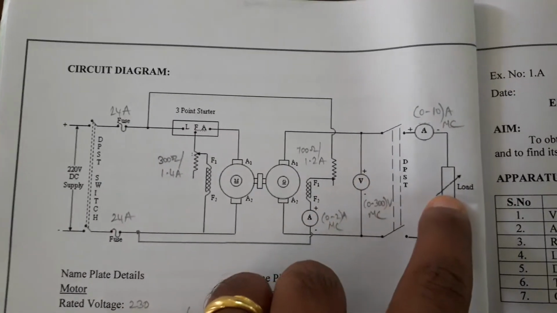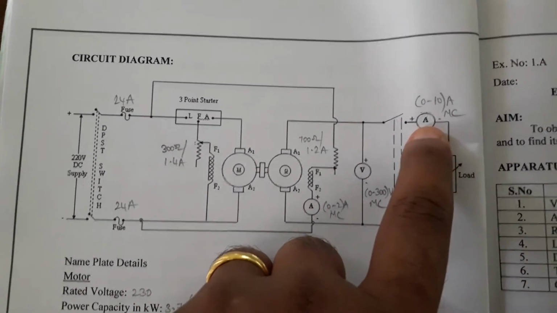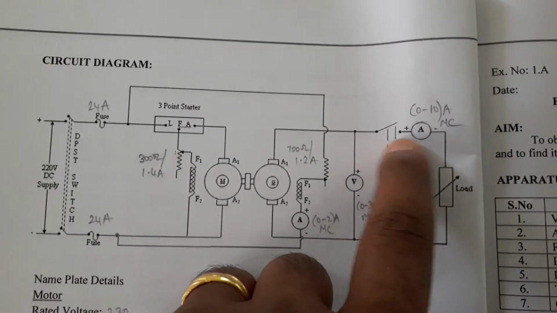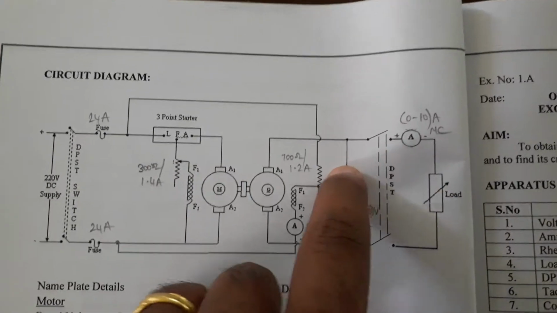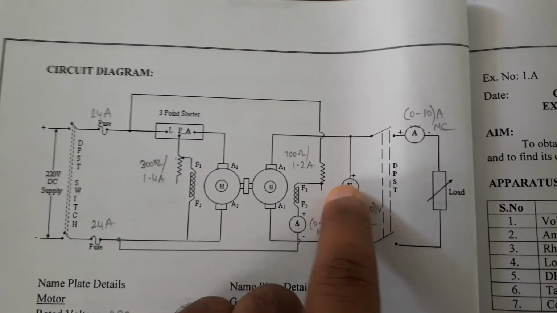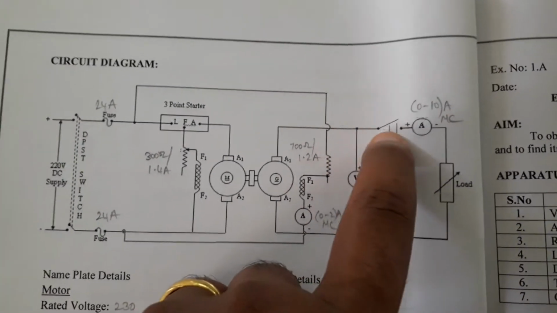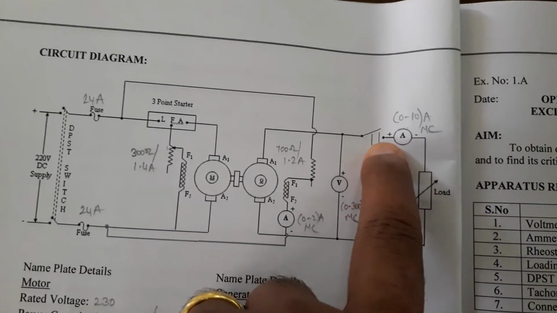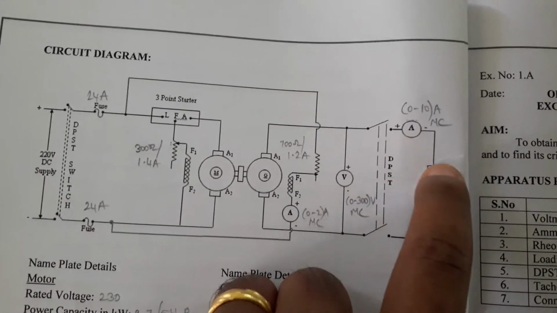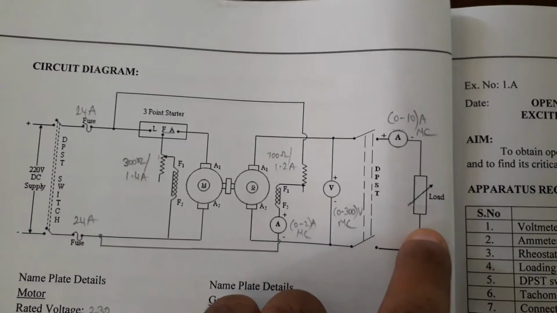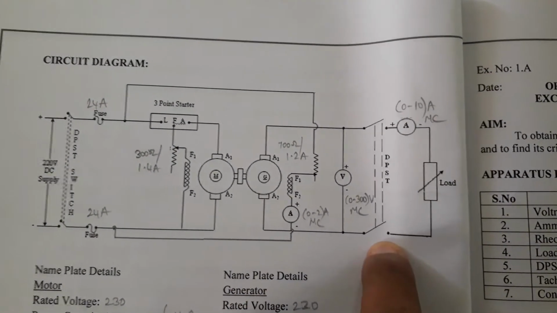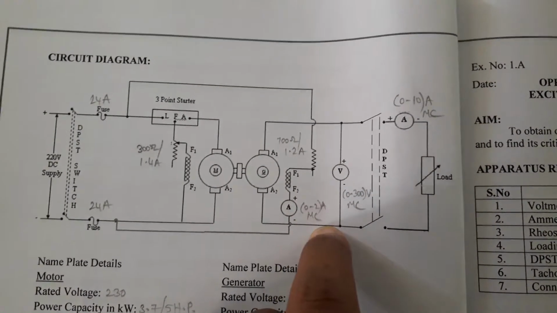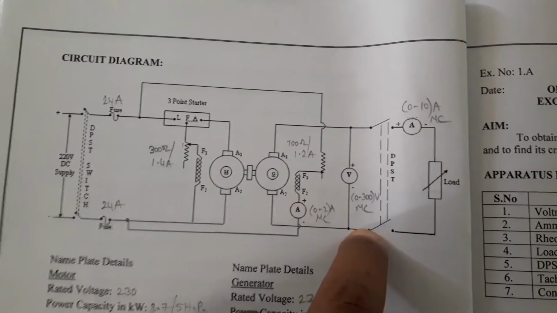The load is connected parallel to your voltmeter, and to measure the load current, an ammeter is connected in series with your load. From the positive terminal you have a DPST switch, then the positive terminal of your ammeter, the negative terminal is connected to the load, and the next terminal of your load is connected to the DPST switch, and from the DPST switch the negative terminal of the voltmeter is connected.